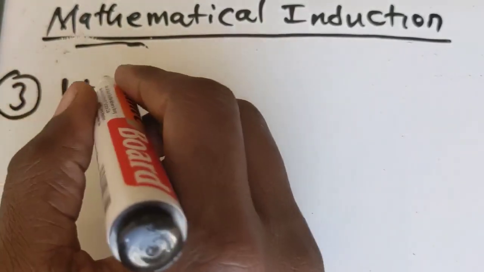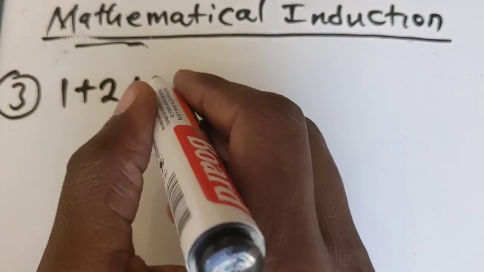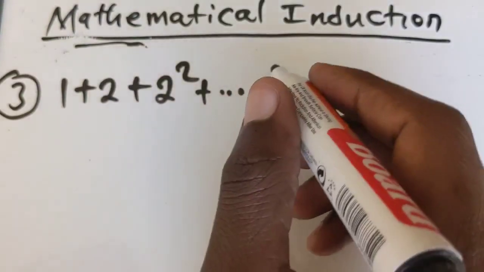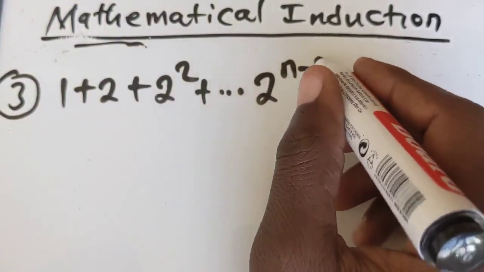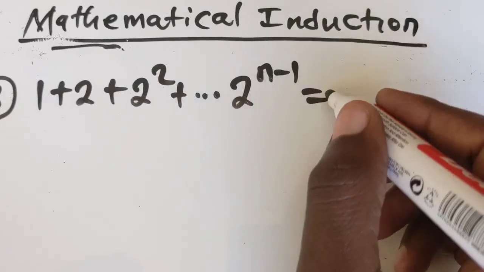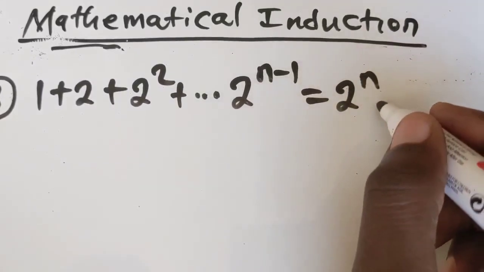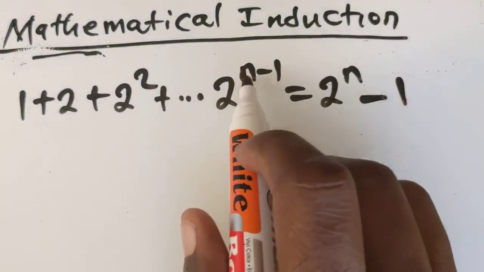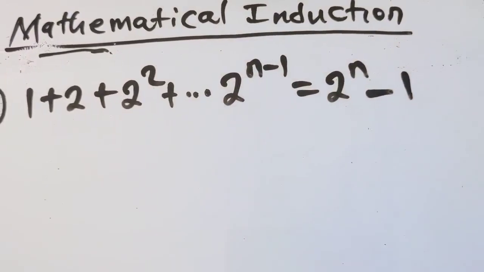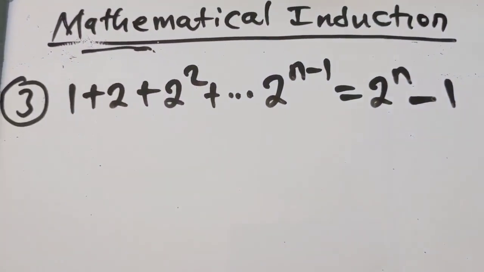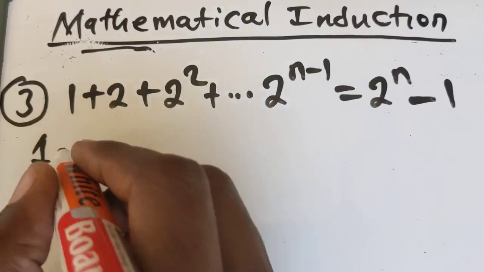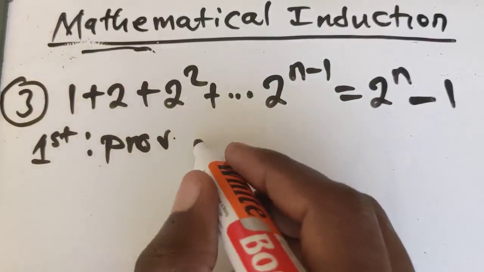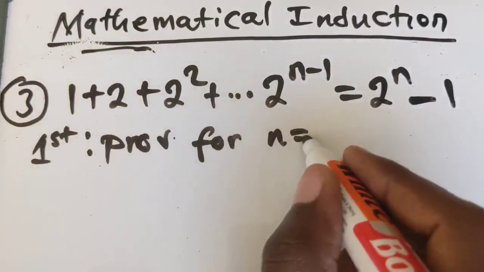1 plus 2 plus 2 to the power 2 plus dot dot dot, plus 2 to the power n minus 1, is equal to 2 to the power n minus 1. So that is how the question is. So the first step is to prove for n equal to 1.